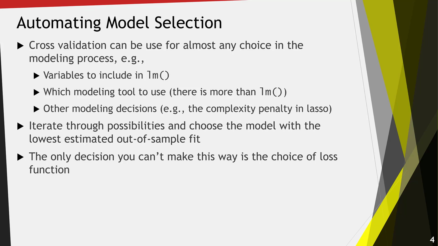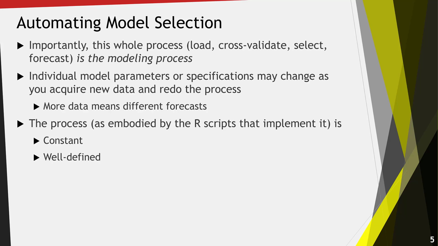What that means is the only decision you can't make this way is your choice of the loss function. Remember, your loss function expresses your preferences over different types of errors, and an automated process can't tell you about your preferences. Importantly, this whole process, loading data, cross-validating, feature selection, and forecasting, is a modeling process.